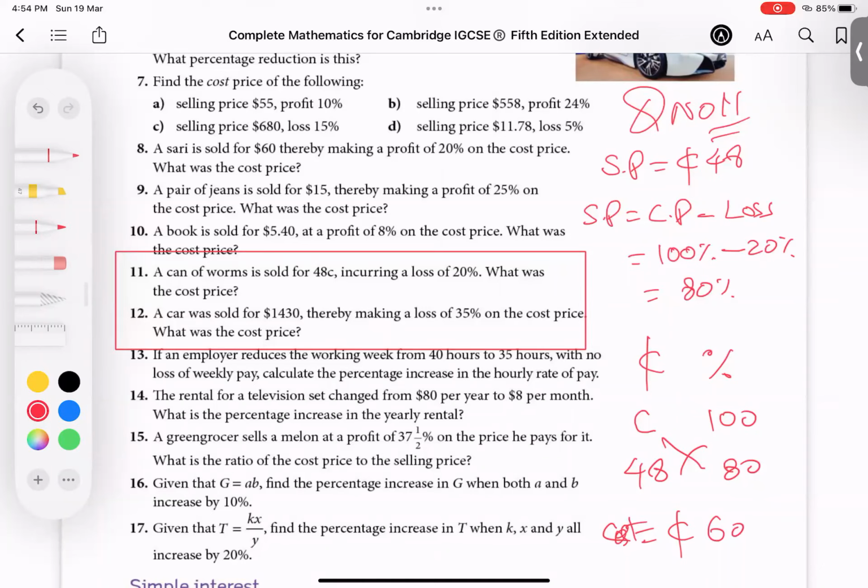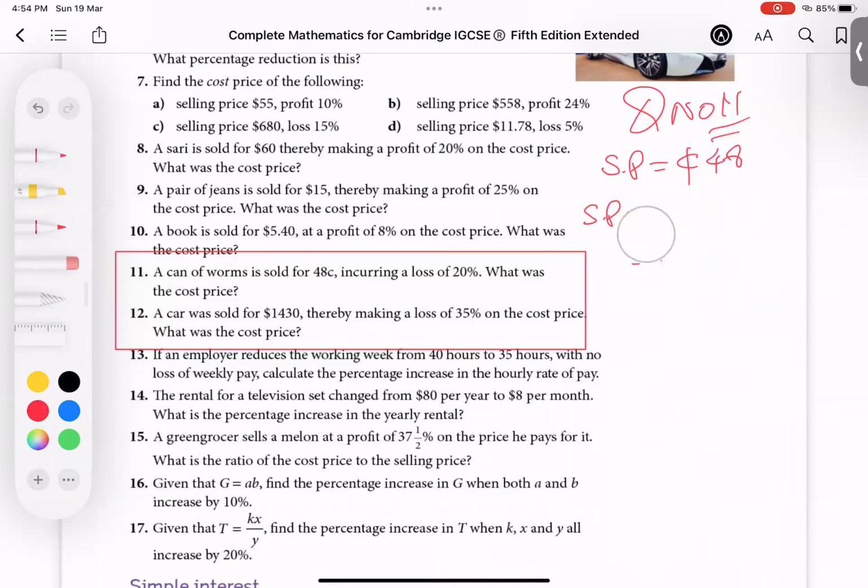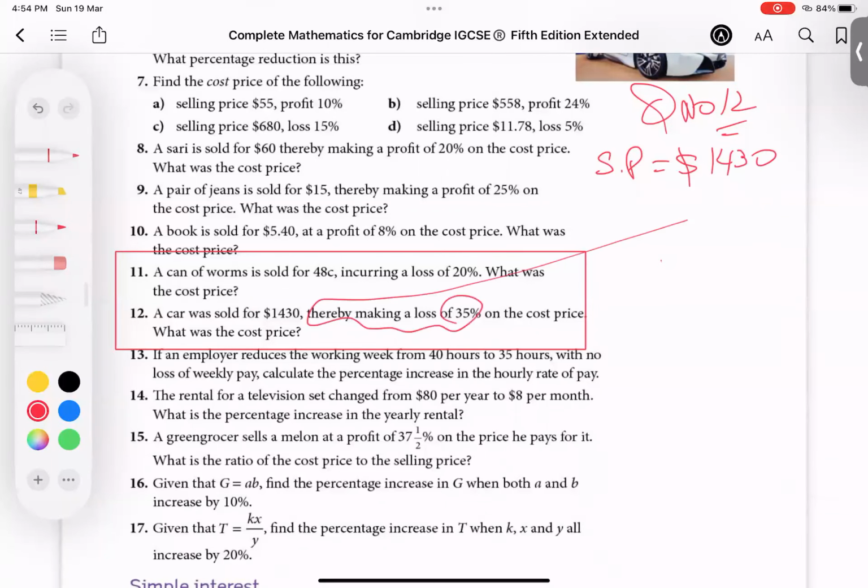And now I'm going to do the next question, question number 12. At least you now understand how to find cost, percentage, loss and profit. Come on to this question. He said a car was sold at this much. The selling price given, SP, is $1,430. He said it makes a loss of 25%. Again, as I said before, the sale price comes in two parts: cost price minus loss.